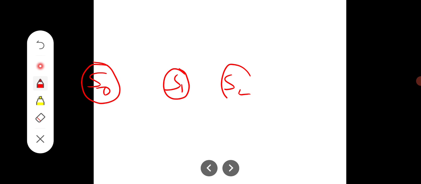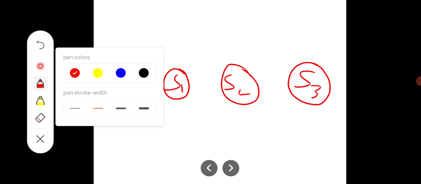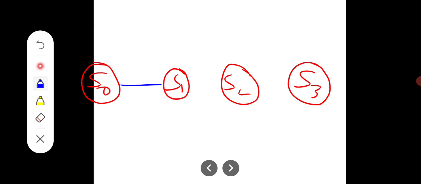For that purpose, first of all we have to take initially S0 as the state, S1, S2, S3. These are the possible states for detection of 101, right? Initially let us assume that when input 1 is applied at S0, it is moving from S0 to S1 state, right? Suppose 1 is input for S1 state, it is also a transition from S1 to S2.